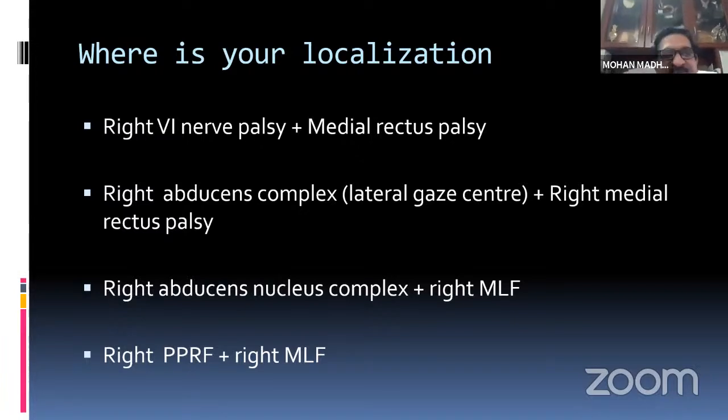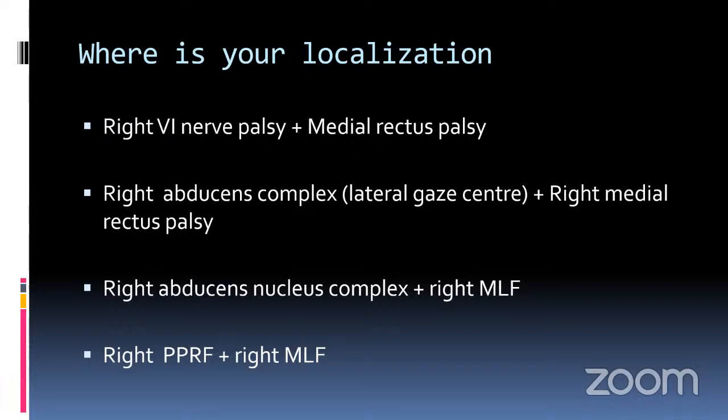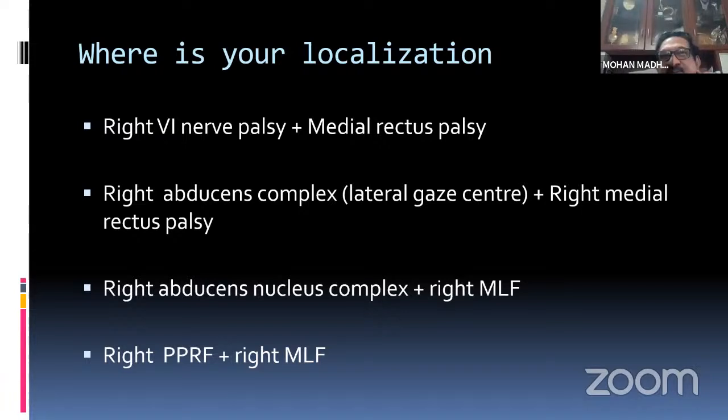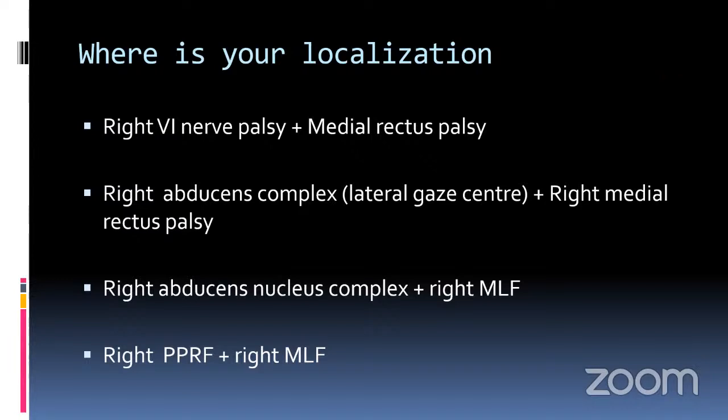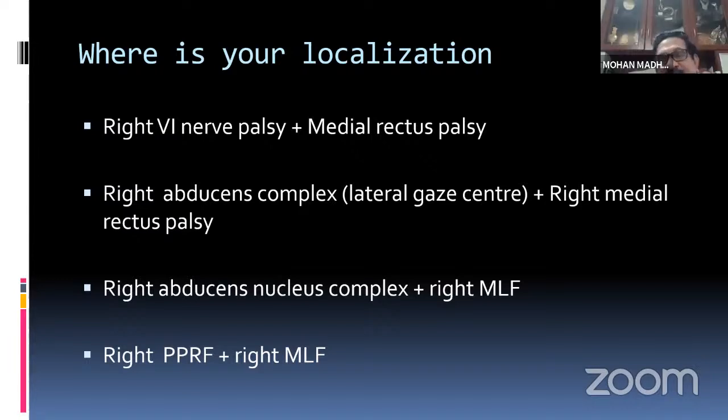Yeah, the first part again, I missed. You mean right PPRF with MLF or abducens nuclear complex with MLF? Yes. Sir, if it is a right MLF lesion, right adduction should be weak, no? Right adduction should be weak. Yeah, it is weak here, no?